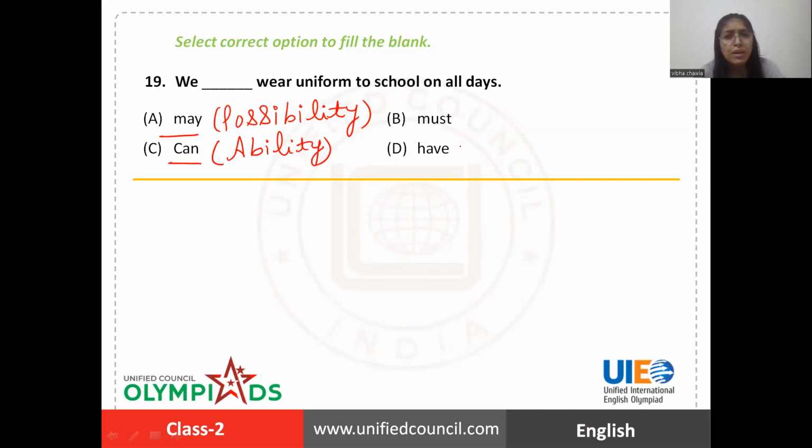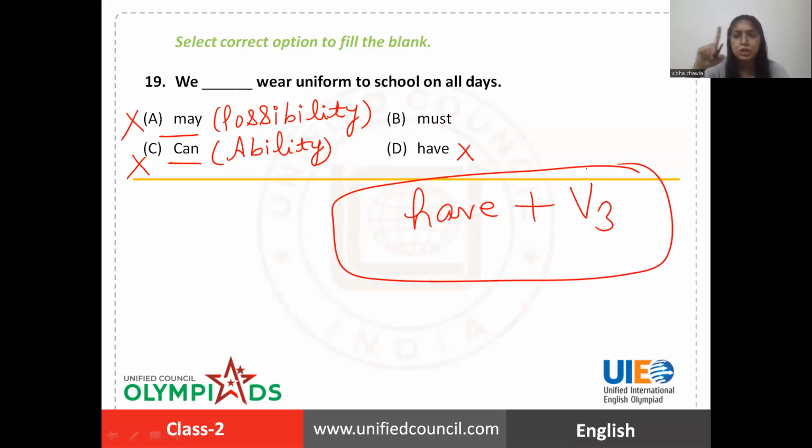We have wear is not correct grammatically. Why? Because after have, there should be the past participle form of the verb. First thing. Secondly, when you write have, you can write an infinitive after it. For example, I have to do this. You have to write an infinitive, to plus V1. So that's why it is incorrect grammatically.